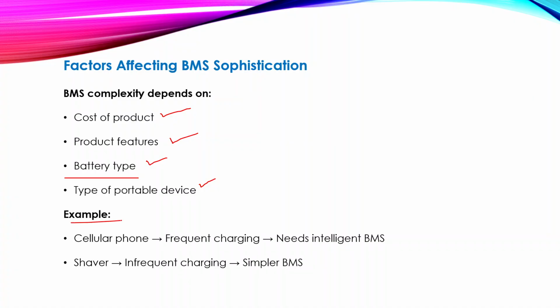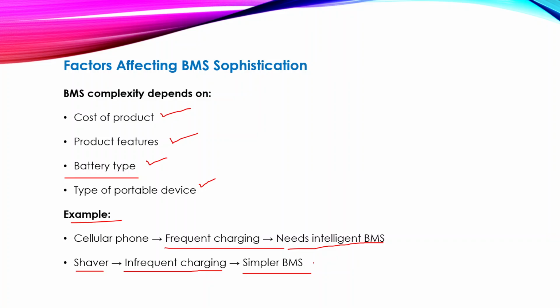Now we can see an example here. Devices like cellular phones are charged daily, so they require a more advanced, or intelligent, BMS compared to devices like shavers. For devices like shavers, there will be infrequent charging, so a simpler BMS is needed.